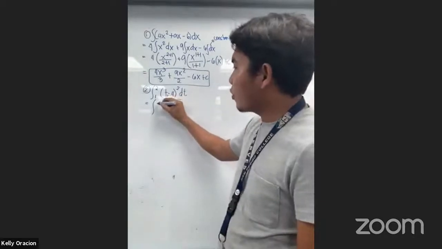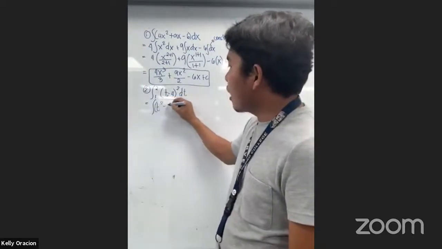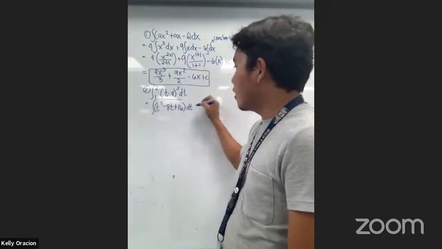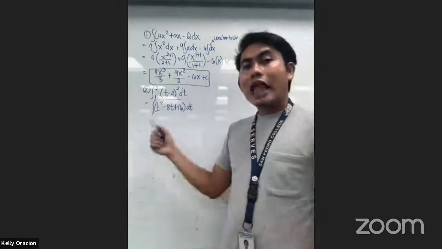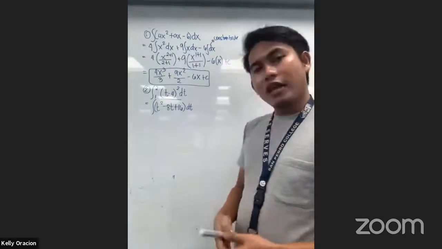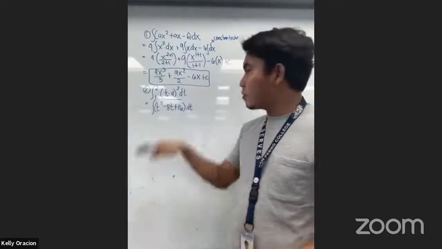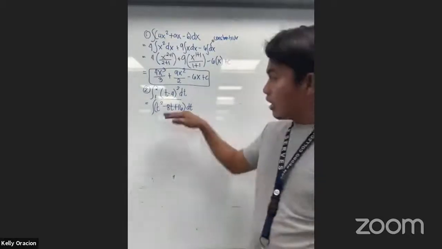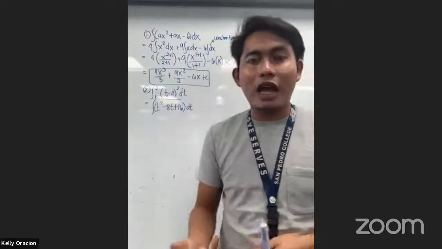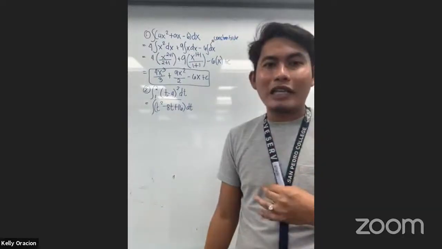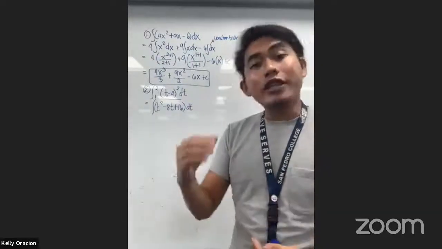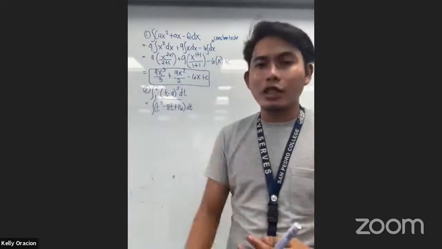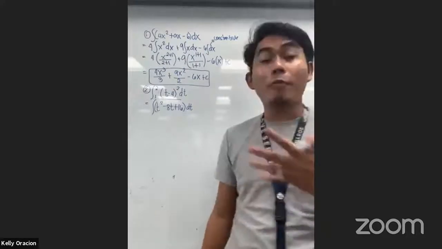The expanded form is t squared minus 8t plus 16 dt. Did I expand it correctly? Yes, of course. t squared minus 8t plus 16. Now it is already a polynomial function. I mentioned in the video last time that our topic today, the topic included in the exam, is limited to polynomial functions.